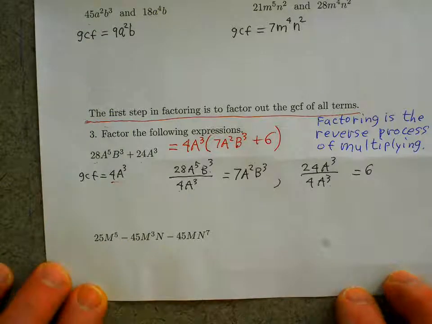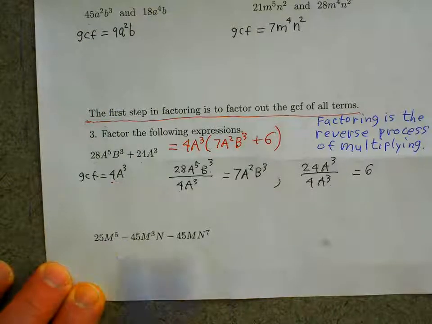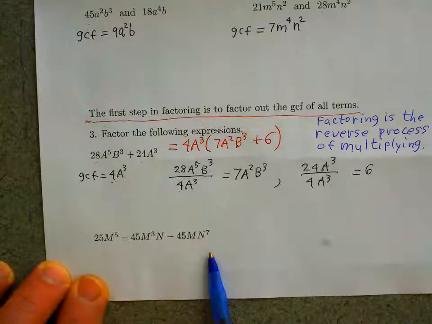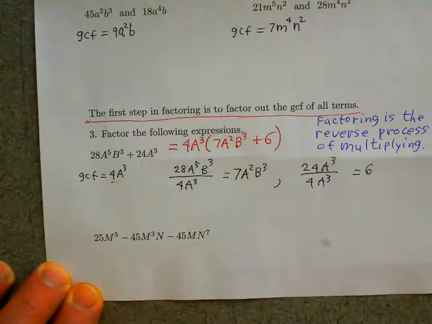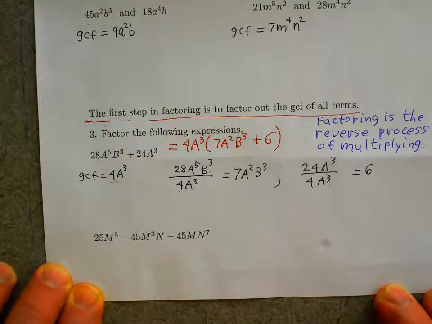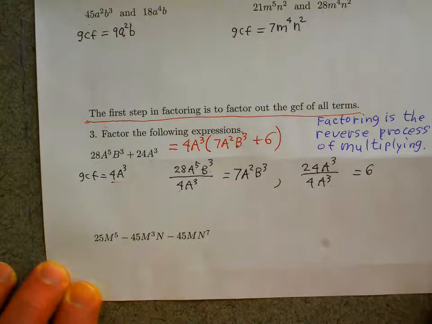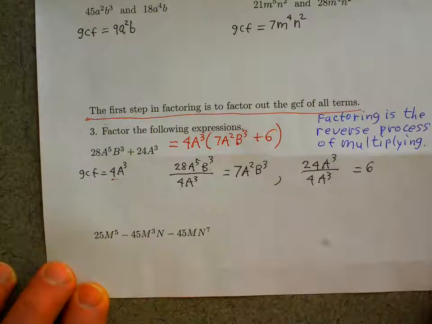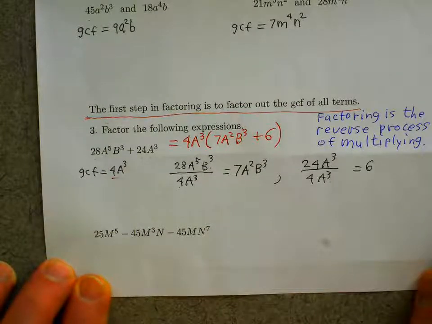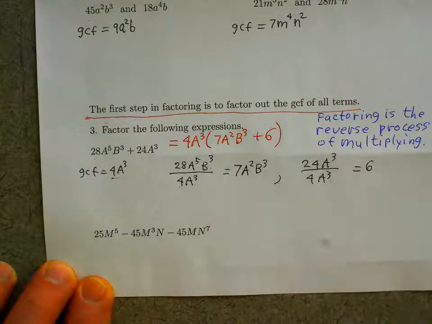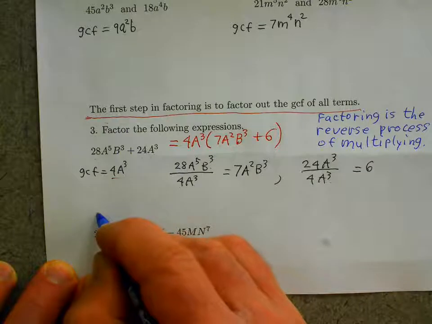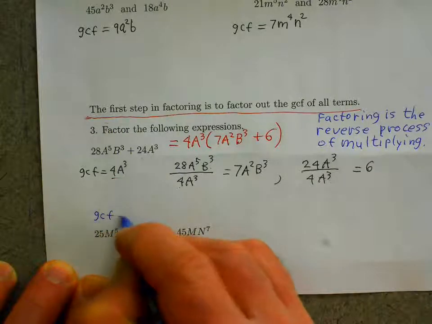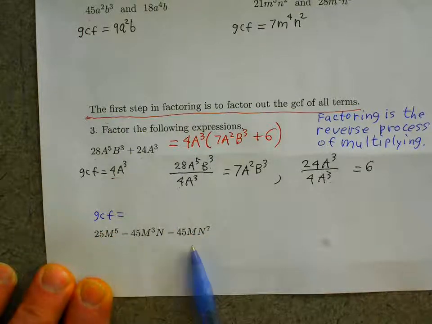Okay, let's try this one. This time we have 3 terms, and we want to factor it. So we're going to find the greatest common factor of all 3 terms first. So I'll do that up here, the greatest common factor of these 3 terms.